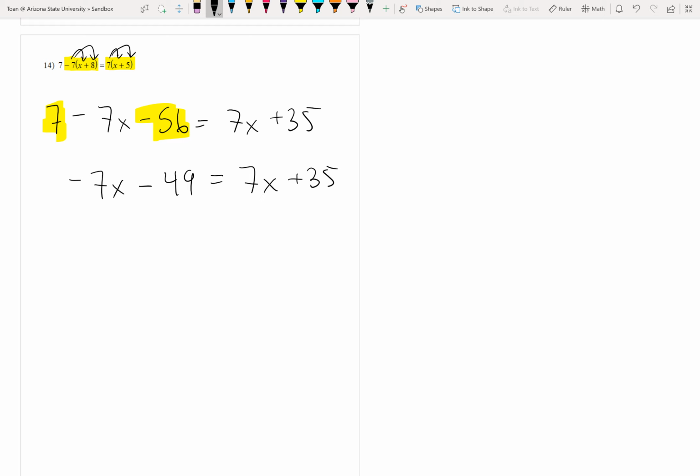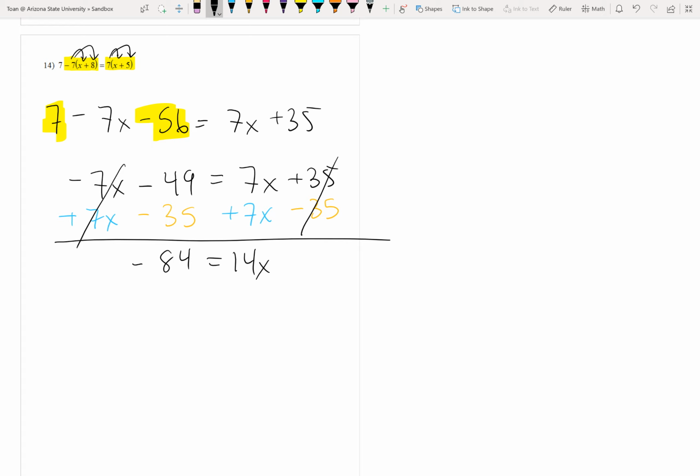And it just becomes algebra 101. Get all the variables on one side, get all the regular numbers on the other. So hopefully we can do two steps at once. I'm going to add this 7x over, just to keep the x's positive. And at the same time, let's subtract the 35 to move the regular numbers to the left. This gives me negative 84 equals 14x. These guys are gone. And divide both sides by 14. And hopefully that goes in evenly. Negative 84 divided by 14 gives me a negative 6.